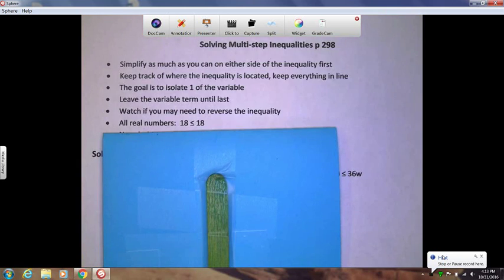Both of these numbers are the same. So 18 is less than or equal to 18. So if that's true, then it's all real numbers.